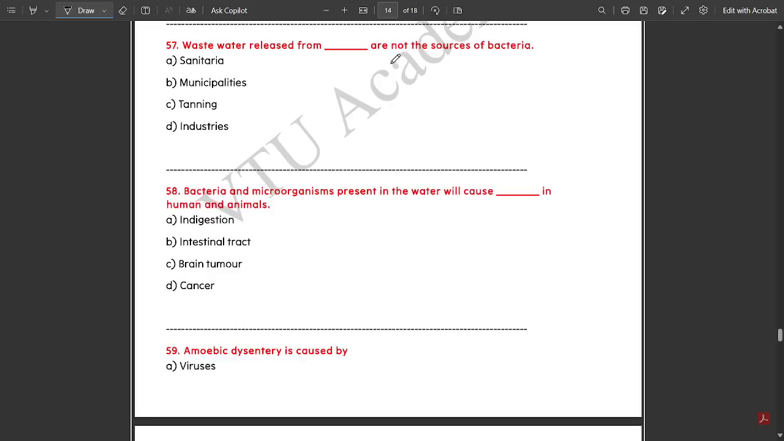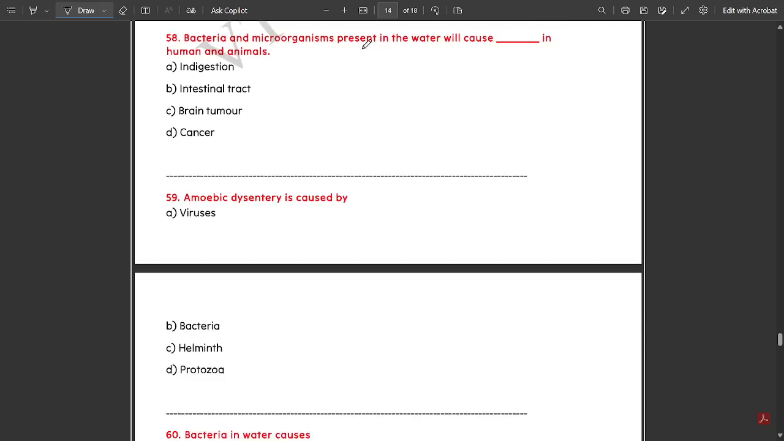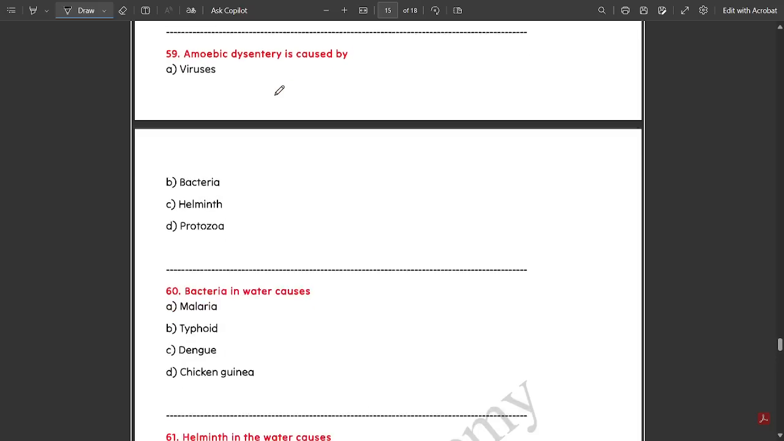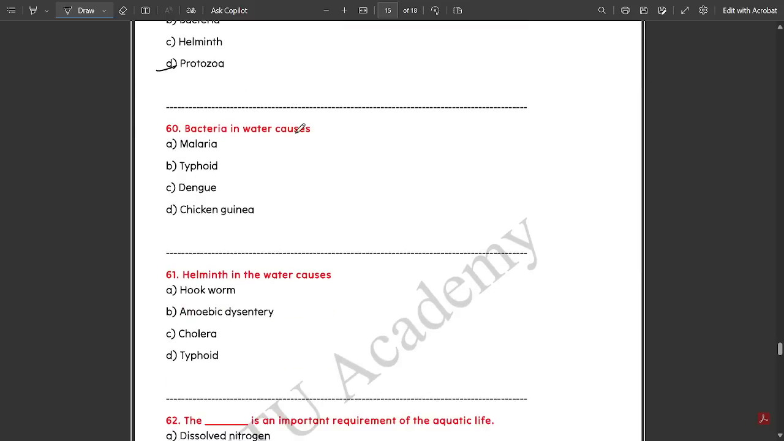Wastewater released from dash are not the sources of bacteria. The answer is industries. Bacteria and microorganisms present in the water will cause dash in human and animals. The answer is intestinal tract. Next, amoebic dysentery is caused by protozoa. Bacteria in water causes dash. The bacteria in water causes typhoid.